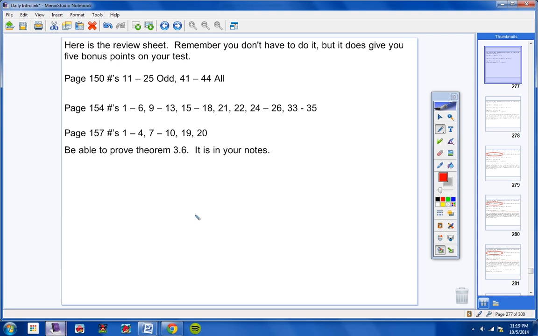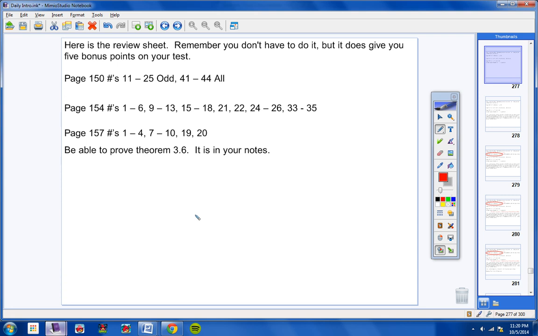Now notice what just popped up on the screen there, guys. You're going to have to be able to prove Theorem 3.6 totally on your own. There's 2 proofs on this test, okay? Now one of the proofs is you have to prove Theorem 3.6, and that's in your notes, so look it up, find it, and study it. You're on your own, okay?